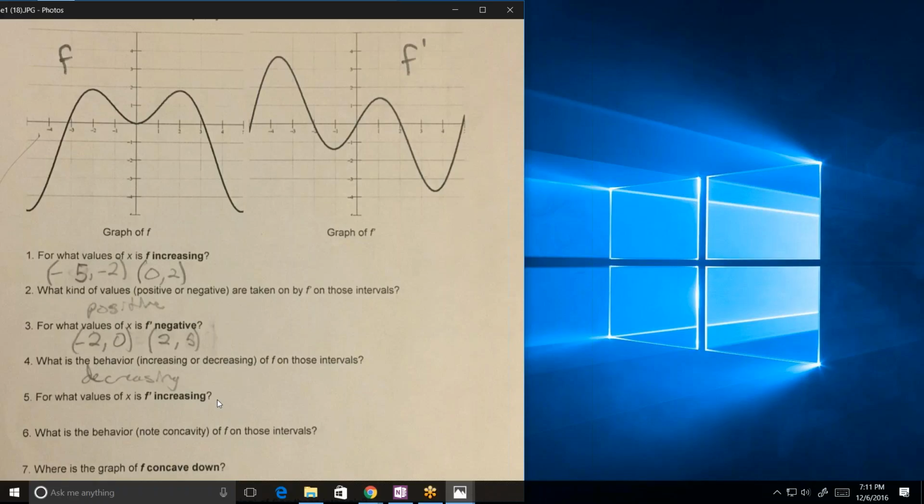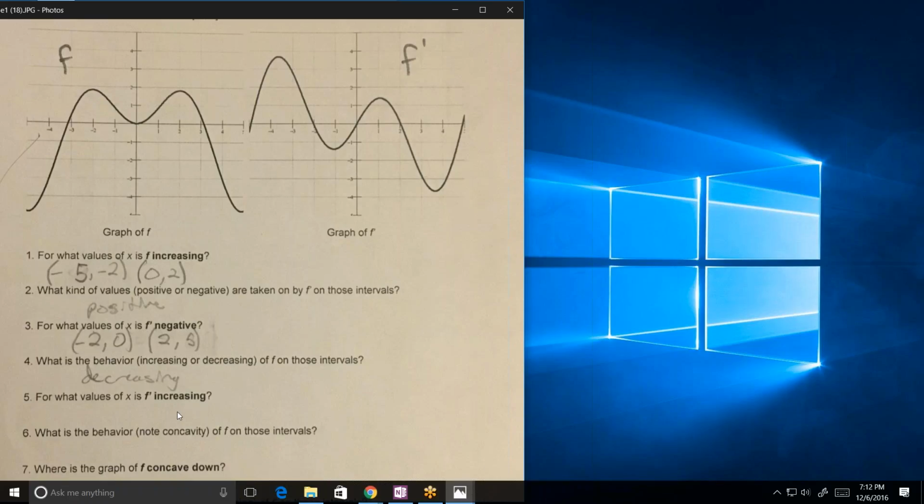Positive or negative? Double prime? Remember, f double prime is the first derivative of the first derivative. So pretend that f prime is the function and f double prime is its first derivative. When the function is increasing, what is true about the next derivative? It's positive. Okay. So whenever f prime was increasing, the second derivative was positive, right?